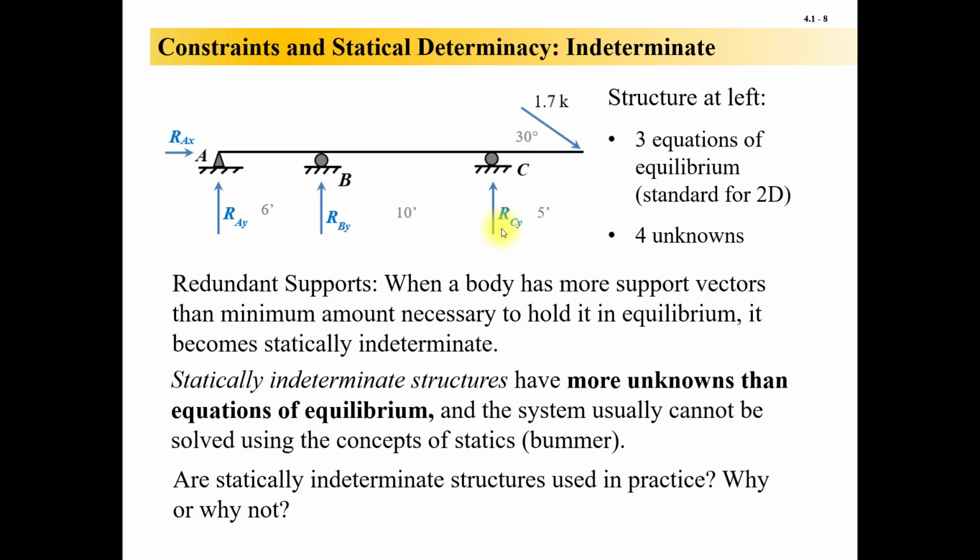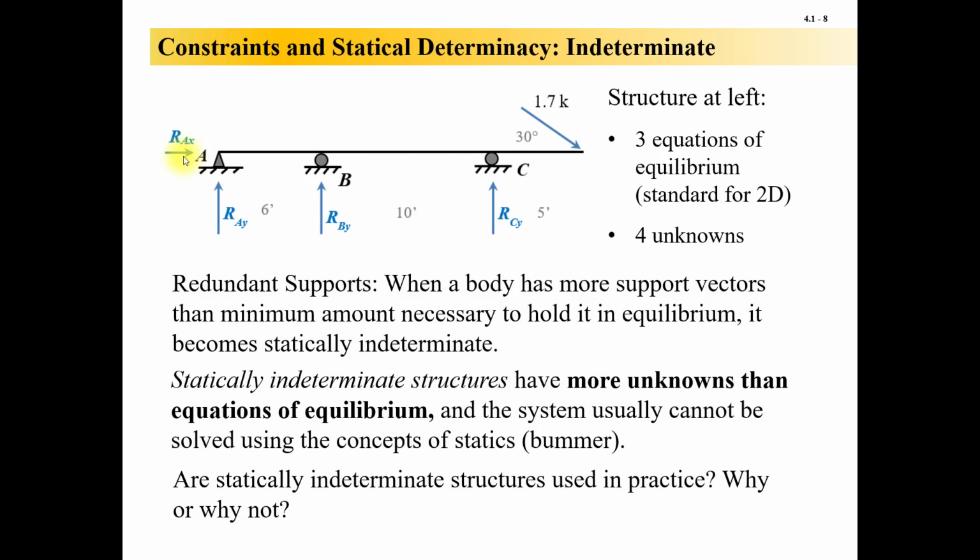Now, this example here is kind of a neat one because it's not that you can't sometimes get some of the reactions when it's indeterminate. It's just that you're not going to be able to solve the whole thing. For example, here we could calculate RAX because these are parallel and perpendicular to RAX. So RAX is the only support in here that's going to be able to resist the 1.7 kips as it's pushing to the right. So if we did 1.7 kips times cosine of 30, that's how much this point right here is getting pushed to the right. RAX is actually going to be pushing to the left. It's going to be opposite the direction of this arrow, and it's going to be that value.